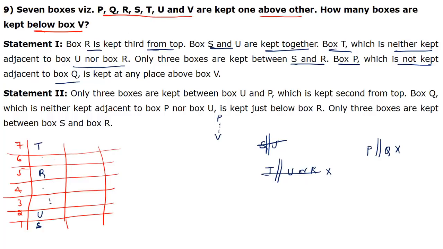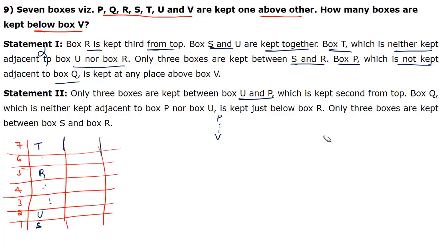So how many boxes are kept below V? V can be here or V can be here. If P is here, V can be here, V can be here. So there are three possibilities. That is why we cannot come to a conclusion. So how many boxes are there below box V? Therefore statement 1 is not sufficient to answer the question. Let's check out statement 2 now. Only three boxes are kept between U and P. So let me rub these.